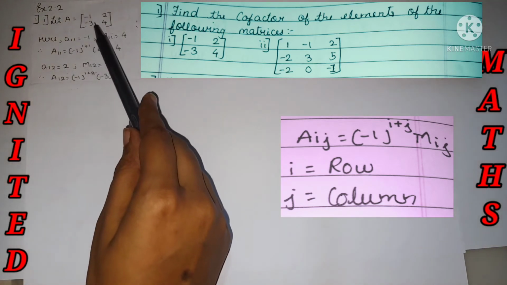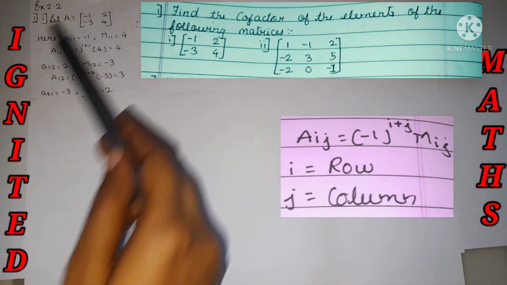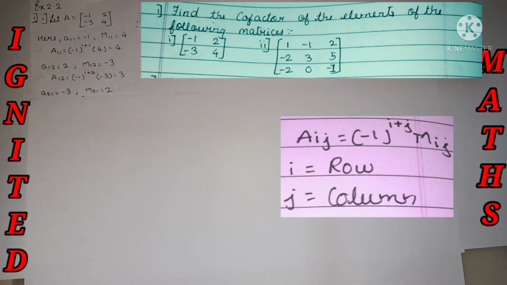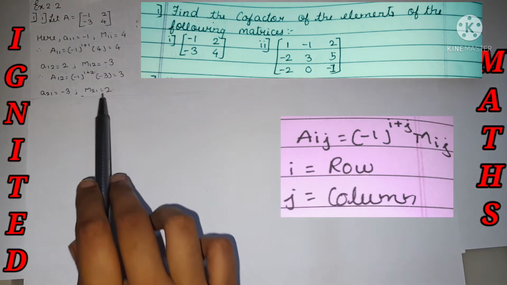And for the A13 element, minus 3. So for A21, A21 is equal to minus 3. For M21, we need to hide the respective row and respective column. So 2.